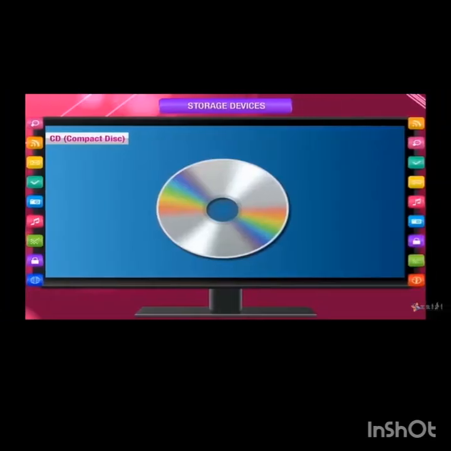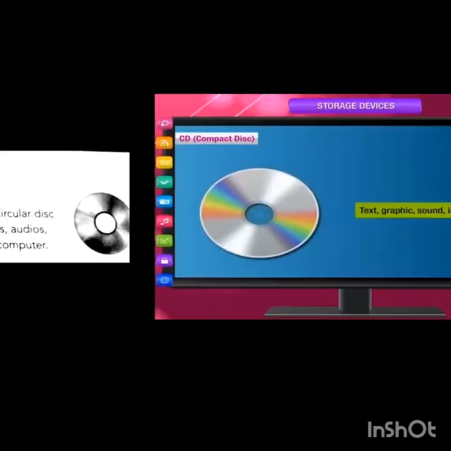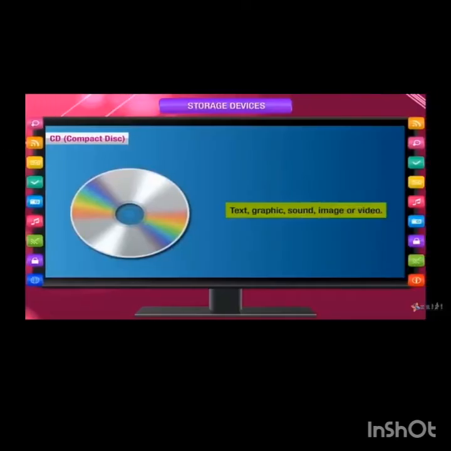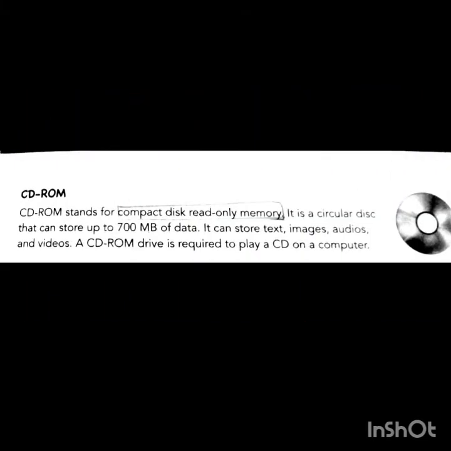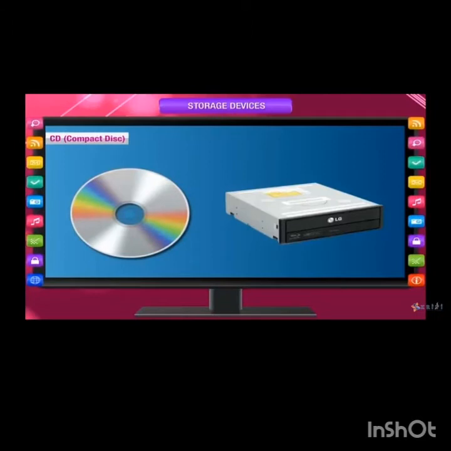First is CD. Its full form is compact disc. CD-ROM, that is compact disc read-only memory. It is a circular disk that can store up to 700 MB of data, that is 700 megabytes of data. It can store text, images, audios and videos. It can store any of your data which can be in any form, that can be in the form of text, graphics, sound, image or video. A CD-ROM drive is required to play a CD on a computer. A CD-ROM drive, which is attached to the CPU cabinet, is used to insert the CD.